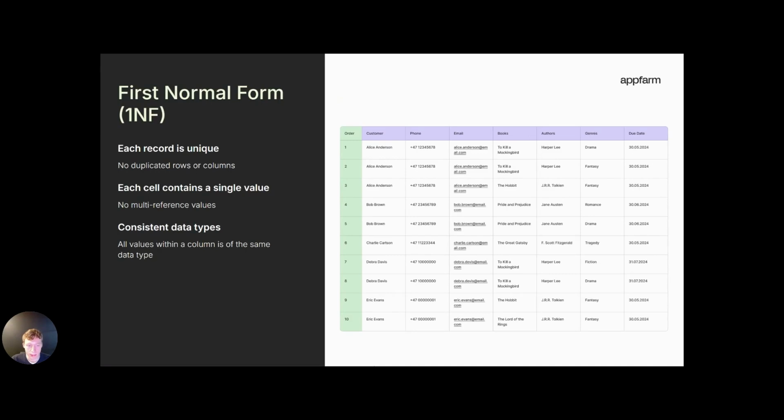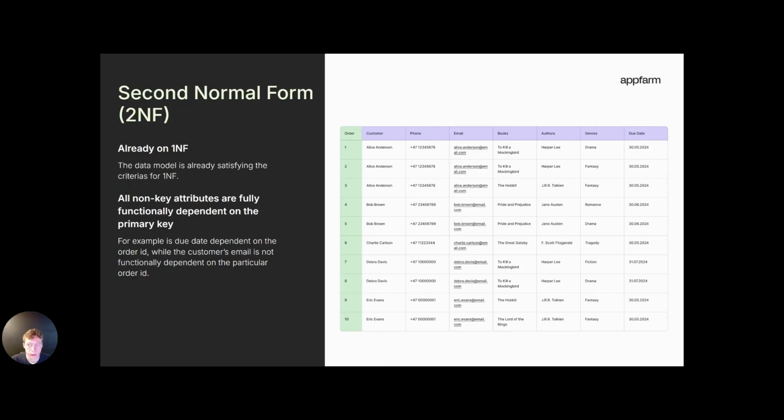But as you can probably see, there's a lot of repeated data. So this should be fixed. So let's look into how this can be done. To go from first normal form to second normal form, there's actually only 2 rules. And the first rule is that it's already on first normal form. So the rules from first normal form still apply. And then the other rule is that all non-key attributes are fully functionally dependent on the primary key. This is a complicated way of phrasing it, but in practice, this means that every single column in this table should depend in some way on the order ID.